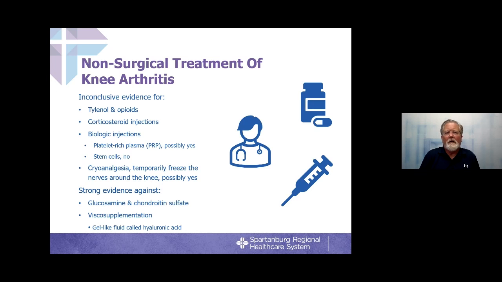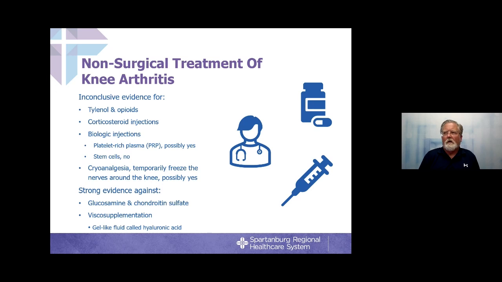So it can be used not only in the non-surgical treatment, but it can also be used as a surgical adjunct to help with post-operative pain. We feel like we're right around the corner with getting this technology available to us.